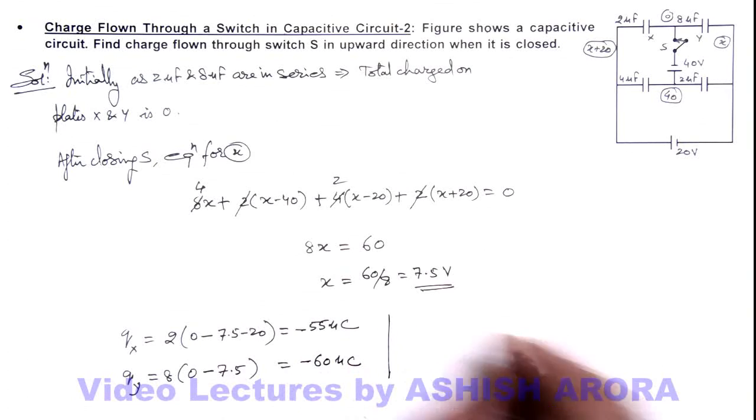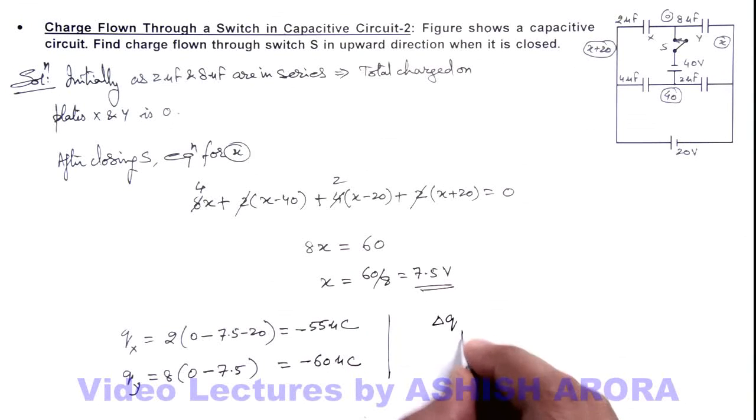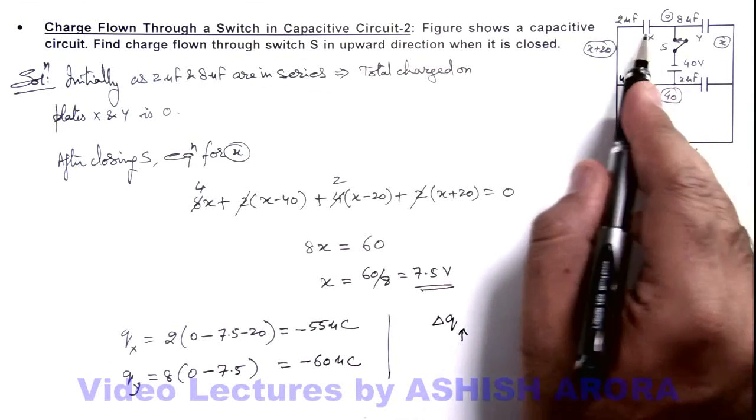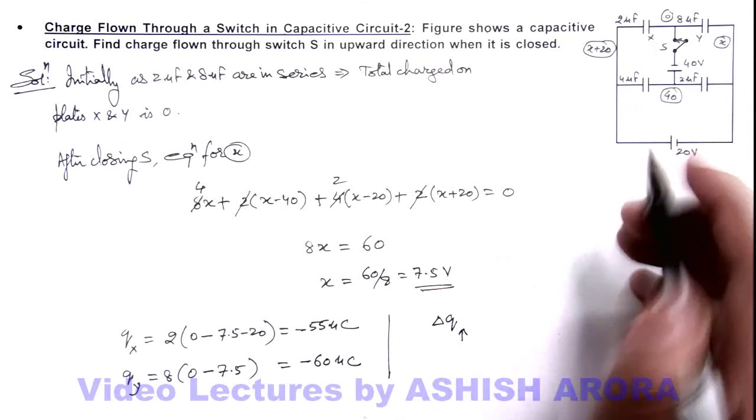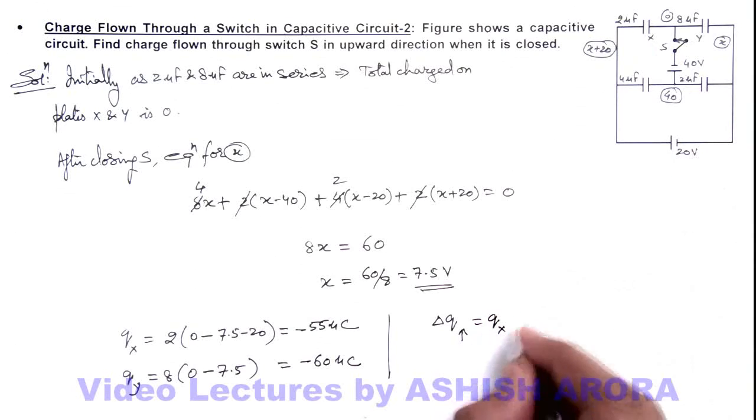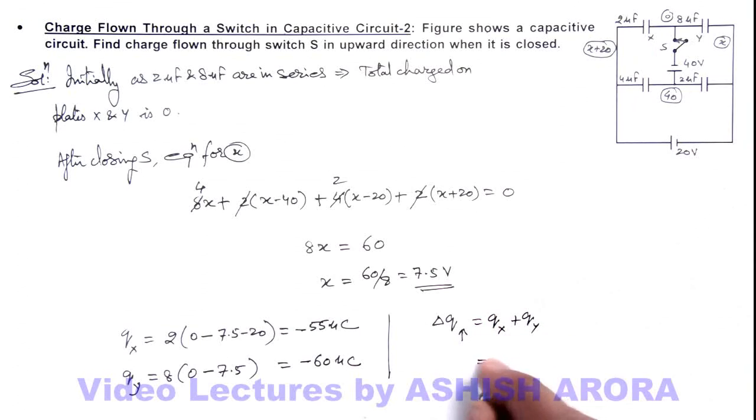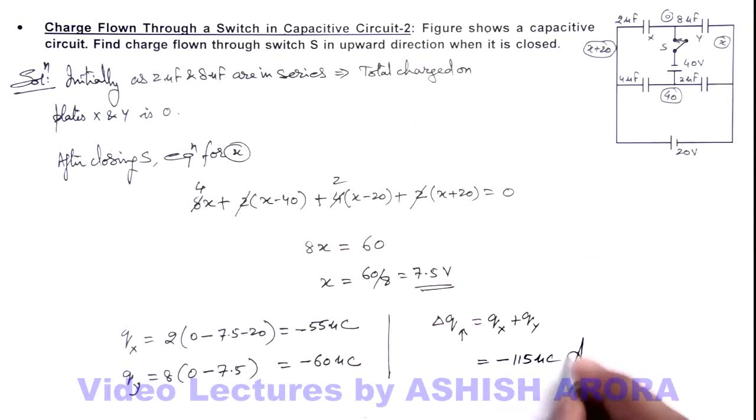And here we can see the total charge which is flown in upward direction from the switch is the sum of the final charges on plates X and Y. This will be Qx plus Qy in final state. So this is minus 115 microcoulomb. That is the answer to this problem.